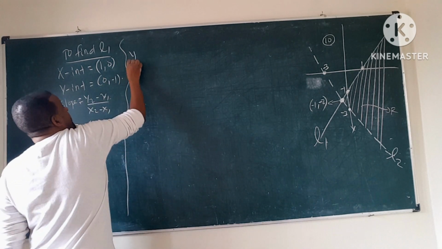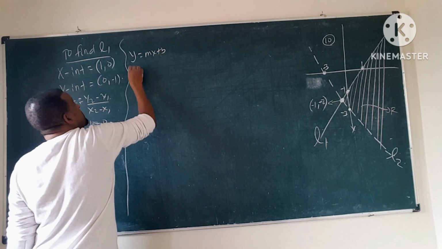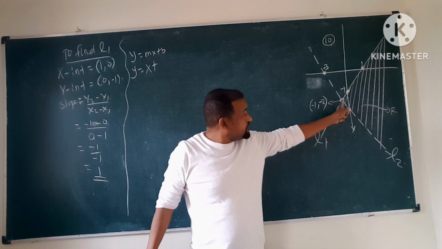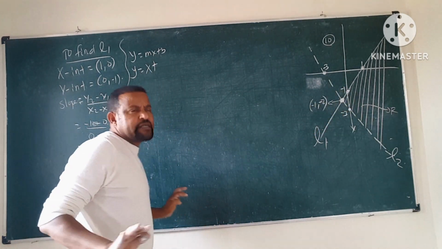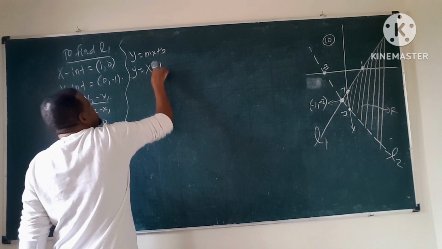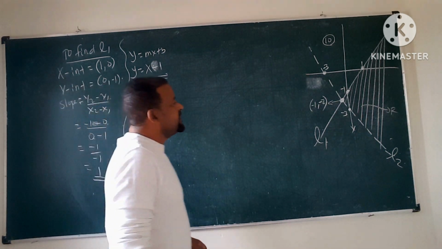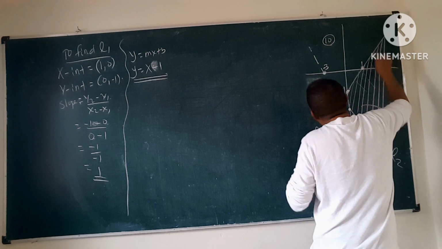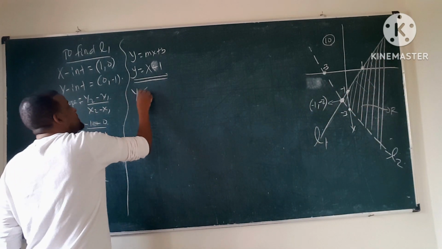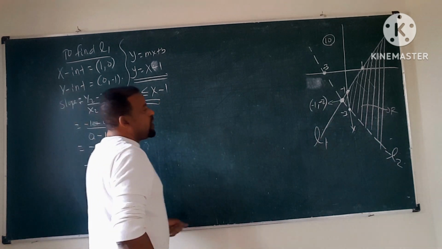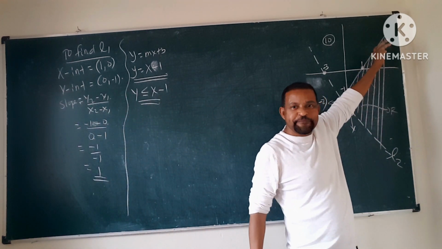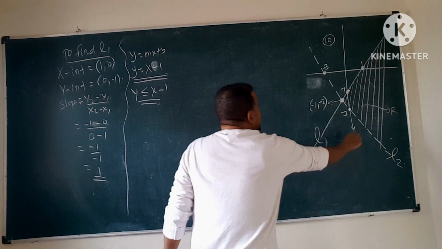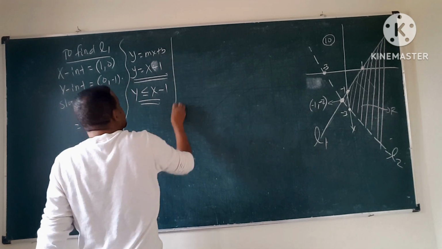So our equation is y equals mx plus b. The slope is 1, so y equals x plus the y-intercept, which is negative 1. So y is equal to x minus 1. Okay, it is shaded below the graph. So now our relation is y is less than or equal to x minus 1. The reason I used equality is that it is a solid line.